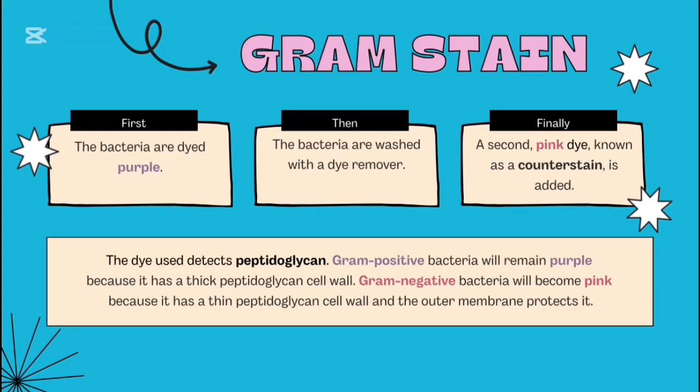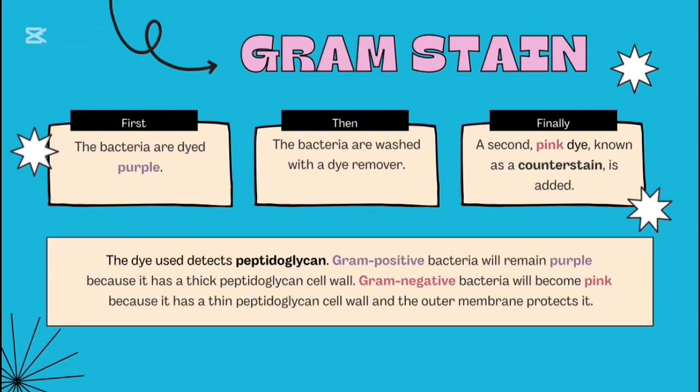Here is where that peptidoglycan comes in. The dye used in gram staining detects peptidoglycan. Gram-positive bacteria will remain purple because they have a thick peptidoglycan cell wall. Gram-negative bacteria will become pink because they have a thin peptidoglycan cell wall, and the outer membrane protects it.